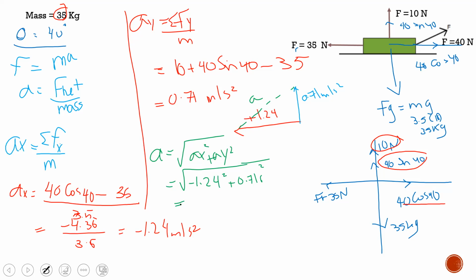Teacher, how do you bring the force of gravity? M times G. 3.5 times 10. Isn't it 18? Okay, this is 10.